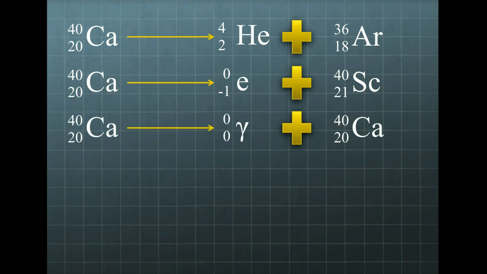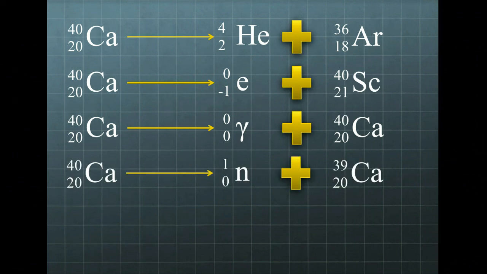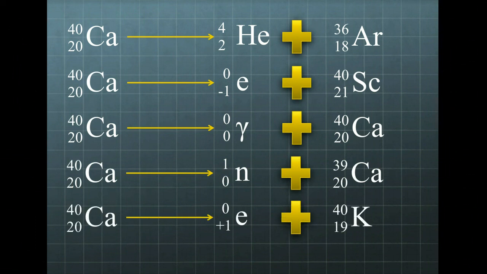Gamma decay. Gamma has mass number and atomic number 0, so it's just energy, so it stays calcium. And here we see neutron decay. And finally, positron decay.